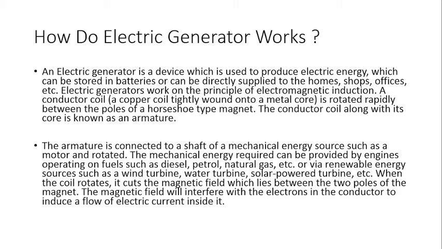The mechanical energy required can be provided by engines operated on fuels such as diesel, petrol, natural gas, etc., or via renewable energy sources such as wind turbine, water turbine, solar power turbine, etc. When the coil rotates, it cuts the magnetic field which lies between the two poles of the magnets. The magnetic field will interfere with the electrons in the conductor to induce a flow of electric current inside it.